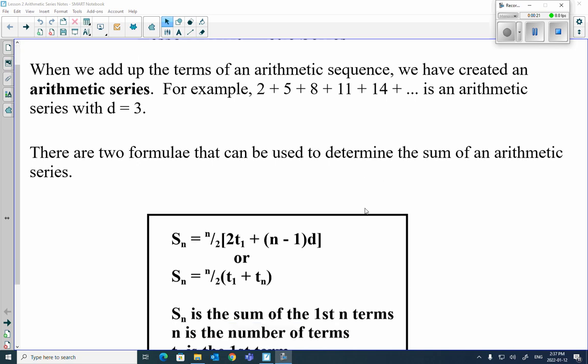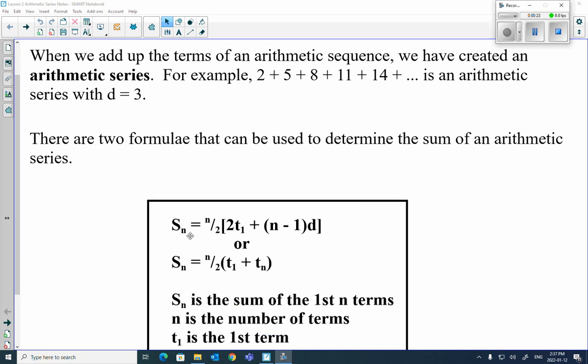So just introducing two new formulas here. S of n, that's the new one here, is the sum of the first n terms. n is just the number of terms, T1 is the first term, d is the common difference. Now there's two formulas here and you can use either one depending on the situation. If you know the first and the last term, you can use the second one. Other than that, you're probably going to use the first one like 95% of the time.